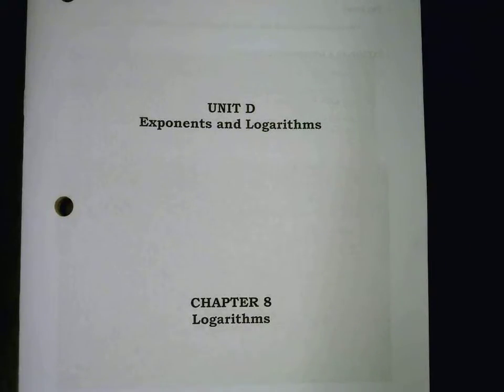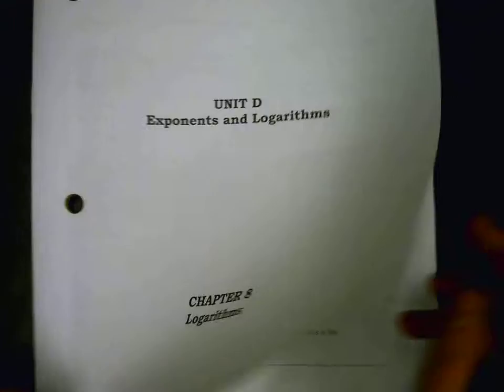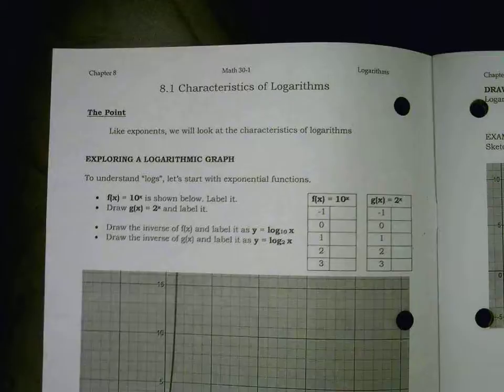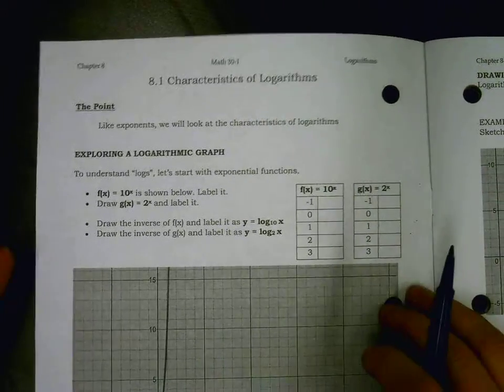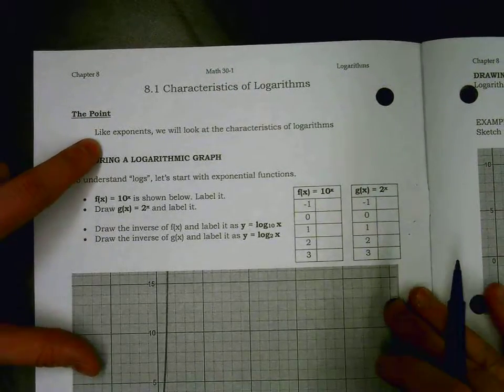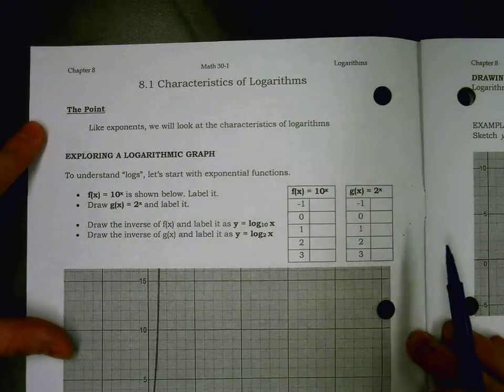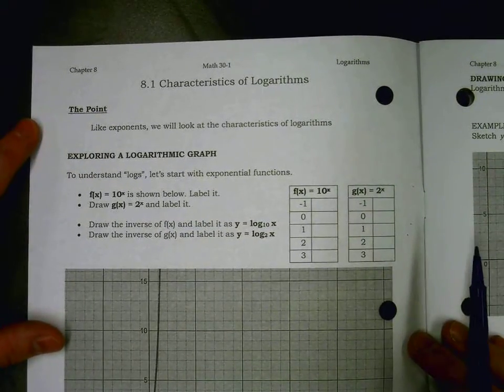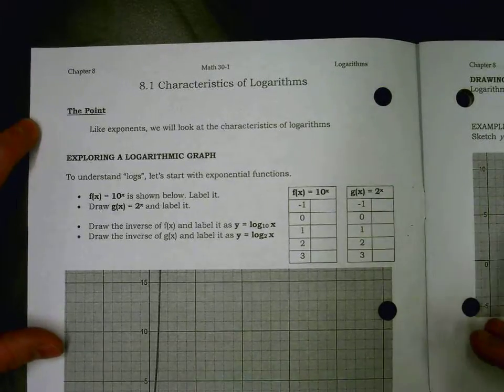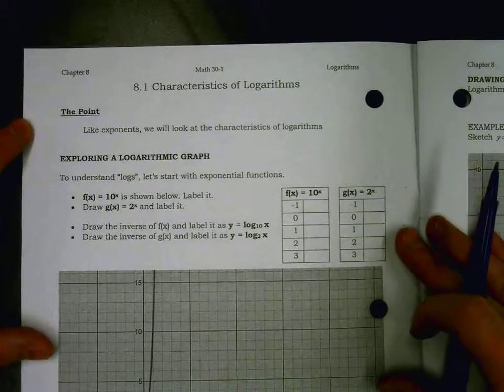So we finished the unit about exponents, and now we investigate what a logarithm is and how to interpret it. So the point of today is, like with exponents, to look at the characteristics of logarithms. Really, we don't know what a logarithm is, only that maybe we've seen it in chemistry, acids and bases, or maybe we've heard about it before.